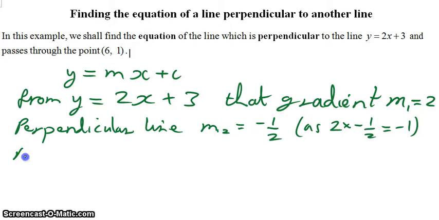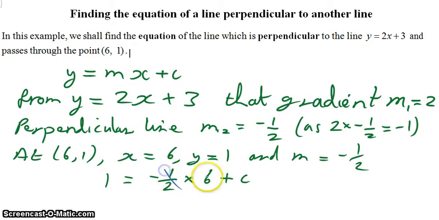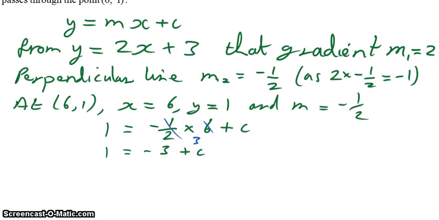We also know that at the point 6, 1, x is 6, y is 1, and the gradient is negative 1/2. So it's exactly the same as what we've been doing before. We've got y, 1, equals m, negative 1/2, times x, 6, plus c. Now 1/2 of 6 is 3, so we end up with 1 equals negative 3 plus c. We will add 3 to both sides, which gives us that 4 is equal to c.